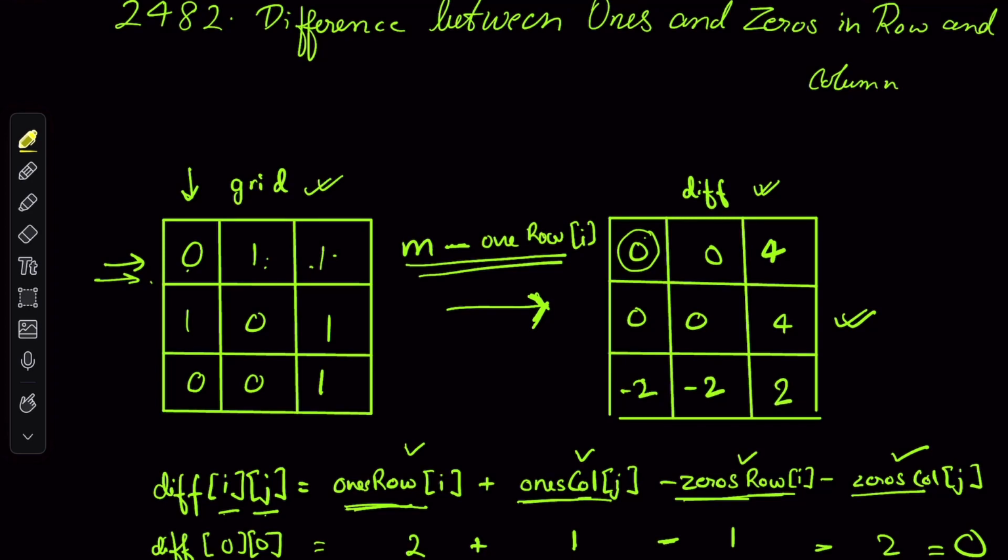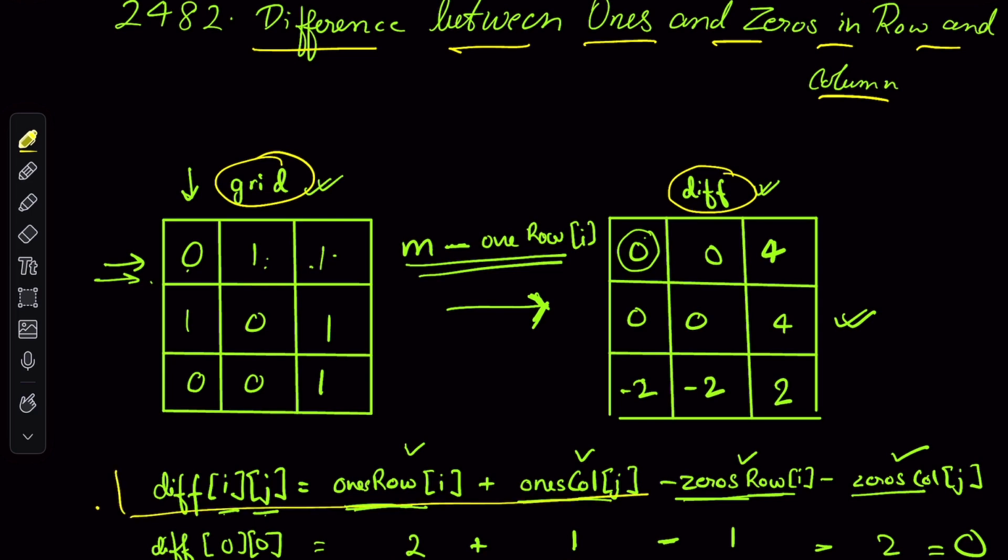Okay, we will look at the problem difference between ones and zeros in rows and columns. So we are given a matrix grid and we have to make a new matrix named diff, and the definition of matrix diff is given by this formula. For each cell i comma j, it is defined as number of ones in row i plus number of ones in column j minus number of zeros in row i minus number of zeros in column j.